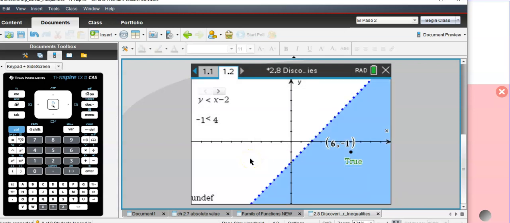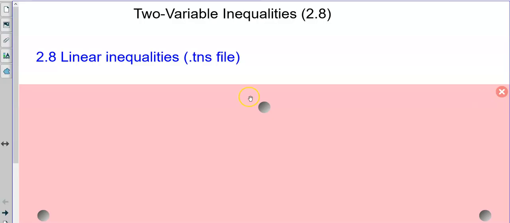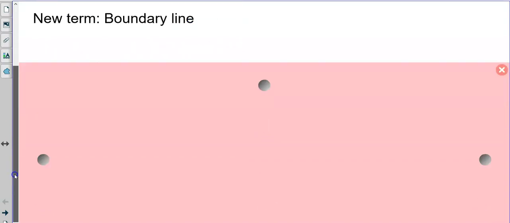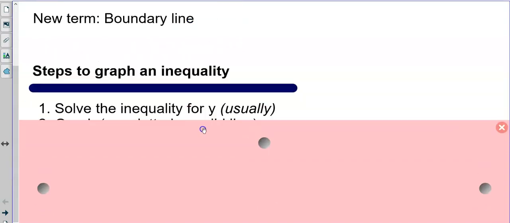Okay, so let's go to the lesson. Just want you to get the concept there. So that boundary line is that dotted line. It goes right up to the line, but doesn't include it.